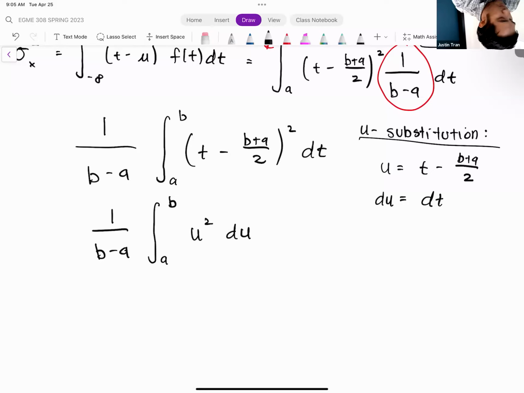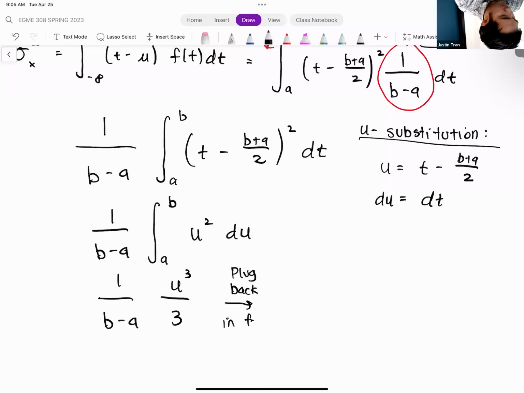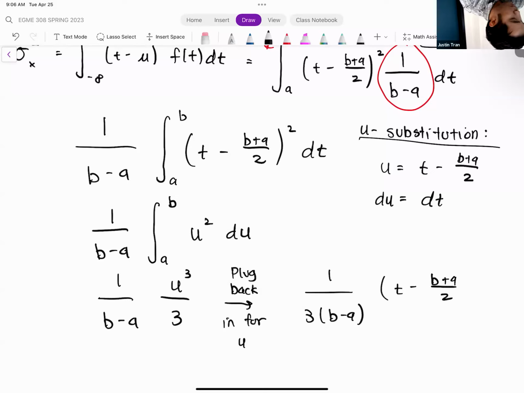Let's go ahead and integrate u squared. This is fairly simple. We're going to have 1 over b minus a times u cubed divided by 3. Let's plug back in for u. What we get is 1 over 3 times b minus a, times t minus b plus a divided by 2, cubed, evaluated from a to b.